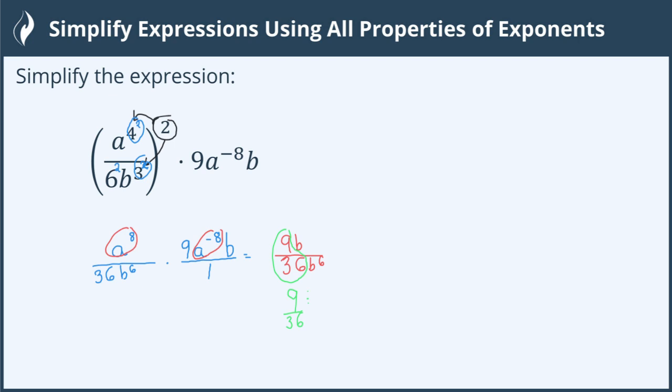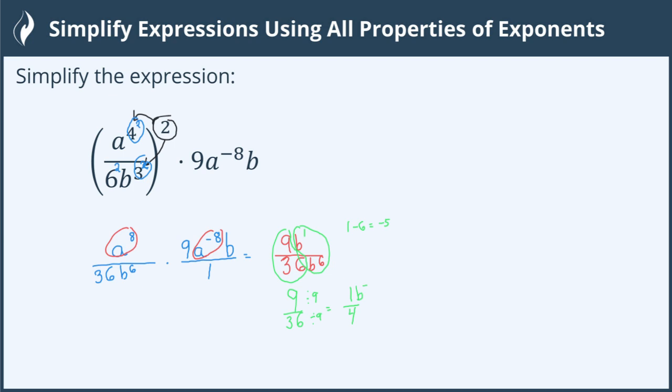by dividing the top and the bottom by 9. That leaves us 1/4. B to the first, this is a little imaginary 1, over b to the 6th. We need to combine these, and we do this by subtracting the exponents. 1 minus 6 is negative 5.